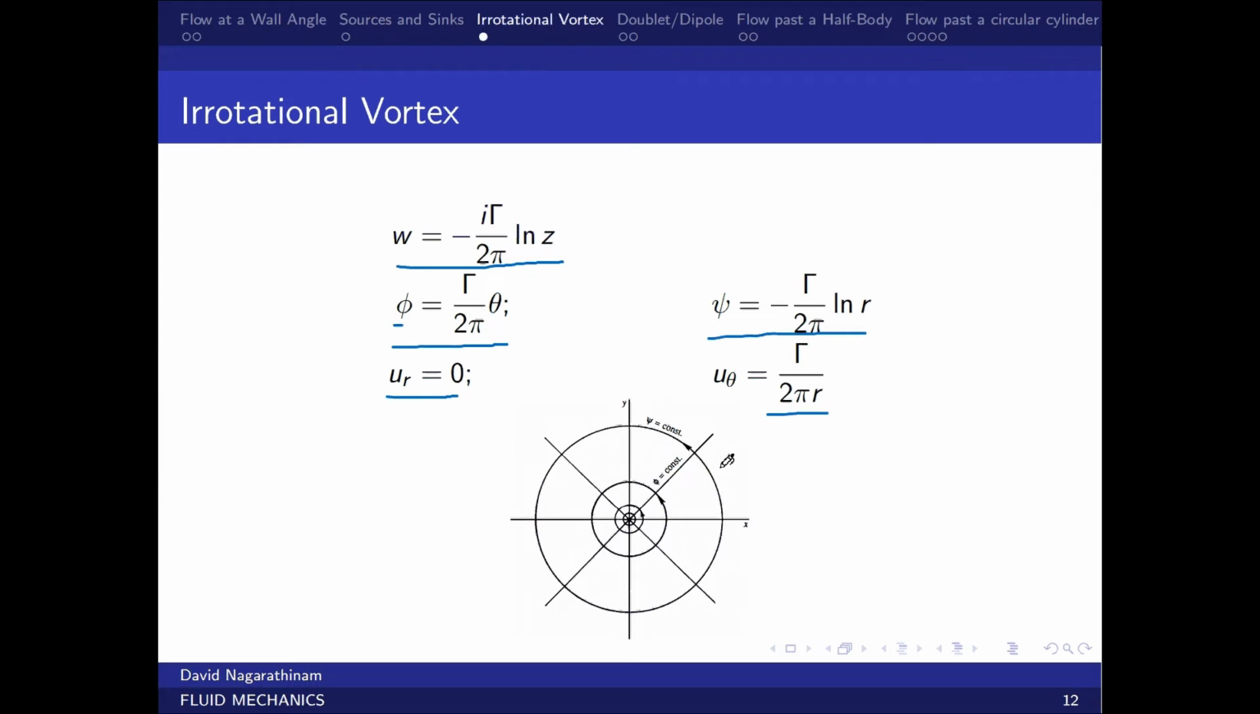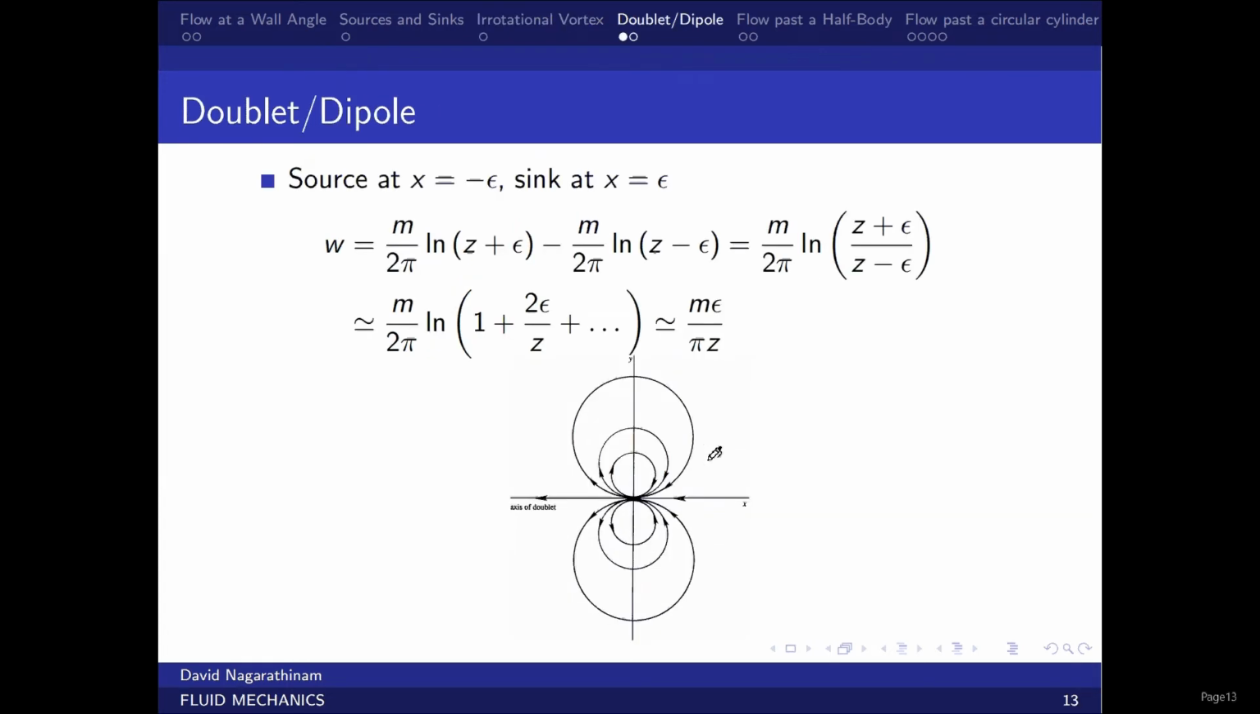There is only an azimuthal component of the velocity, whereas the radial component of the velocity for the case of an irrotational vortex is equal to 0.